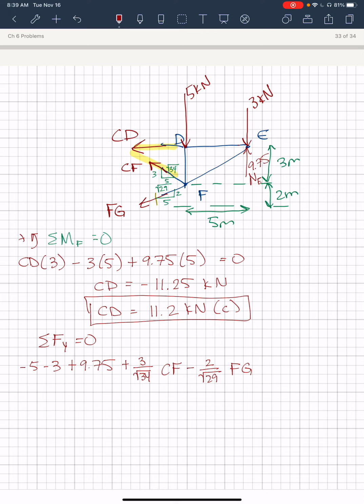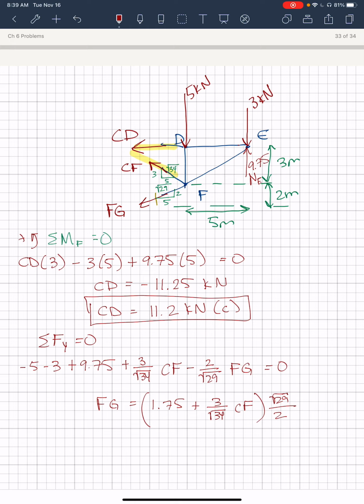So 1, 2, 3, 4, 5. Maybe just making sure I got all the y components I needed. That equals 0. So we get FG equals 1.75 plus 3 over the square root of 34 CF, all that times the square root of 29 over 2.